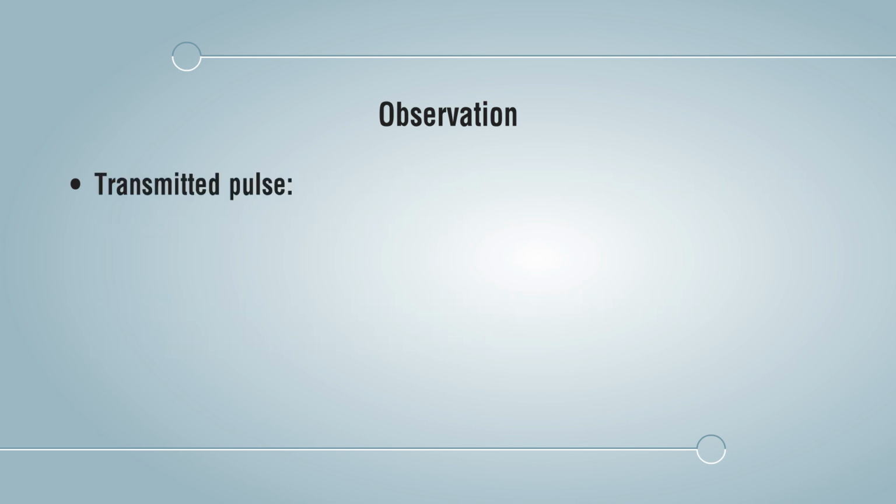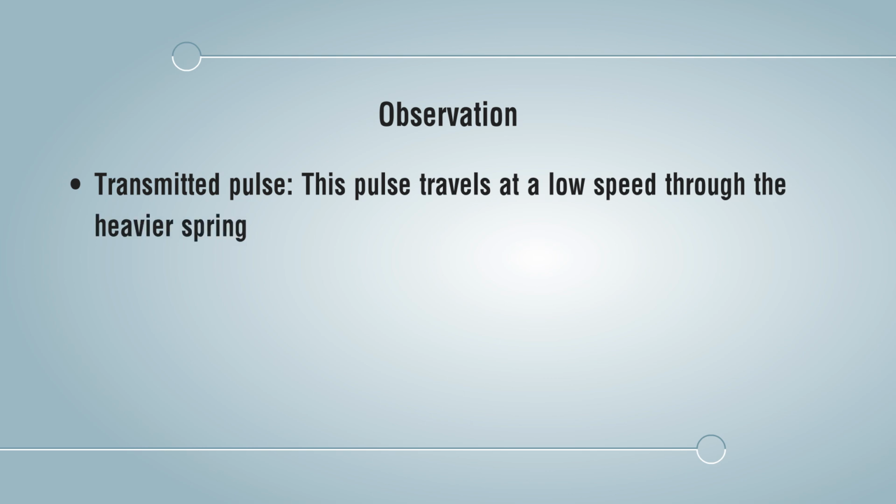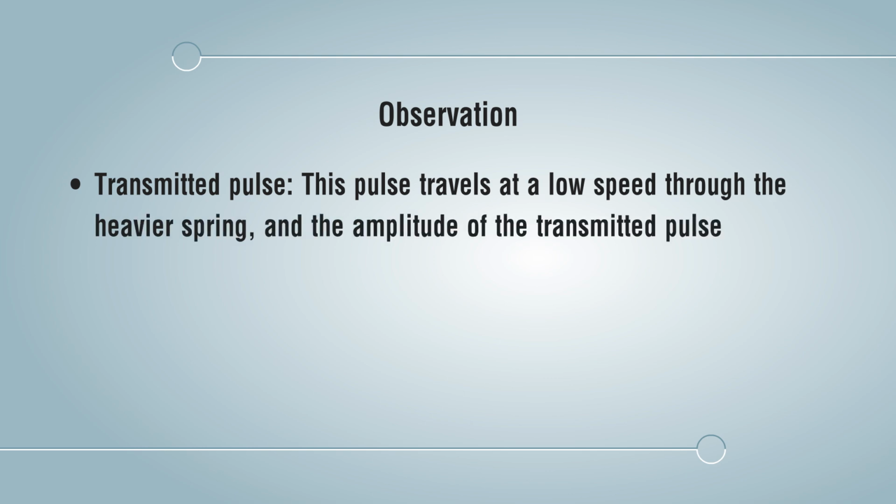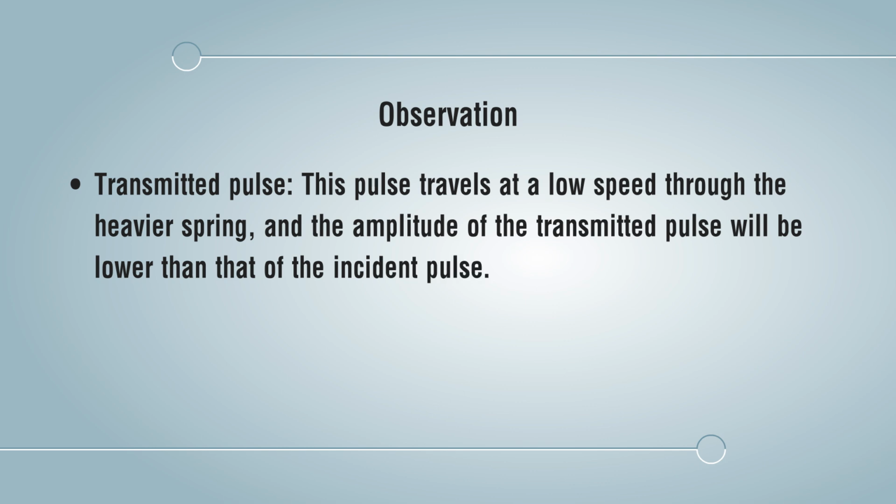Transmitted pulse: this pulse travels at a low speed through the heavier spring, and the amplitude of the transmitted pulse will be lower than that of the incident pulse.